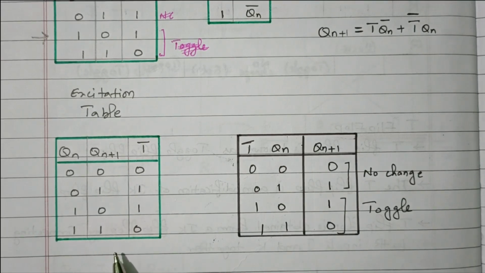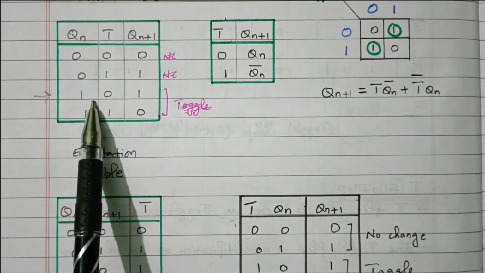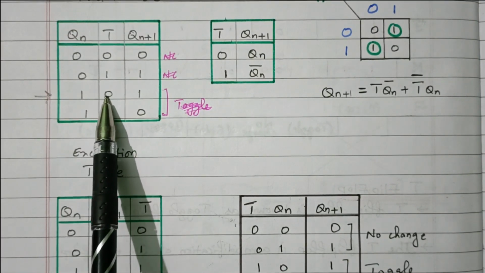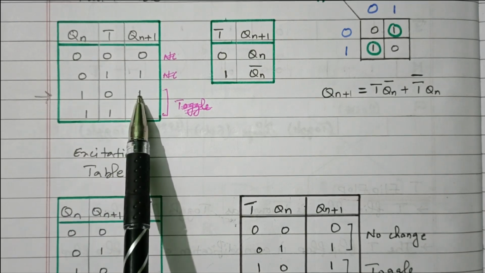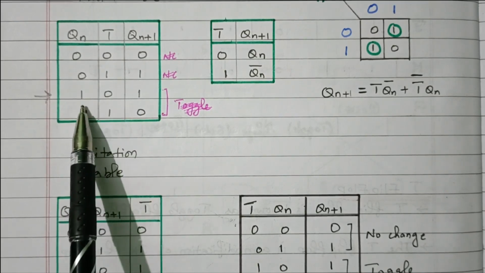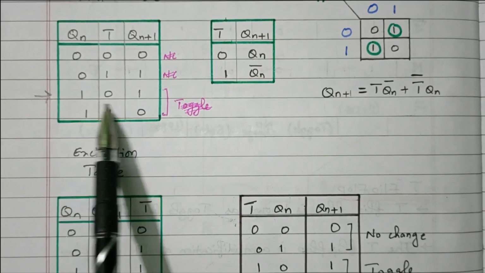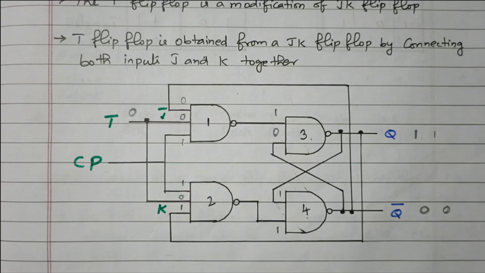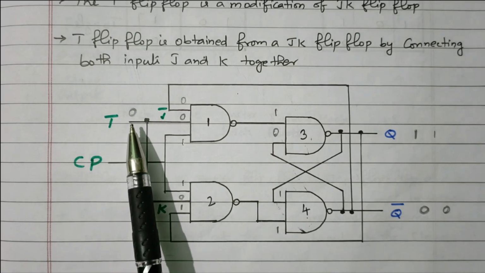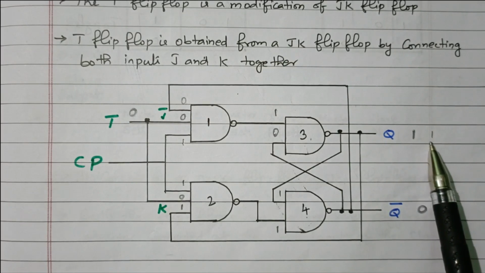Okay. Now we'll check one sample input to verify. We'll take this: the T input is 0, present state is 1, so the next state also should be 1. The same 1 should be maintained. Now we'll check this with the logical diagram. In this logical diagram, input is 0 and output is 1, and the same 1 should be maintained.